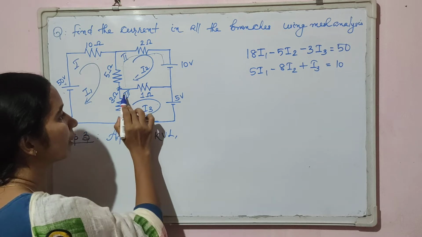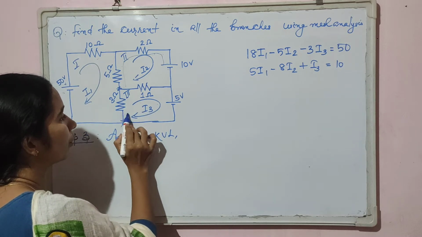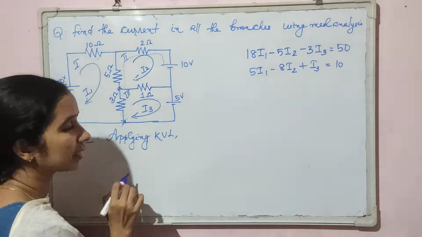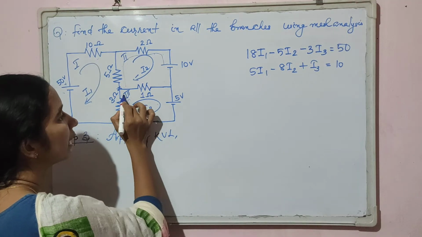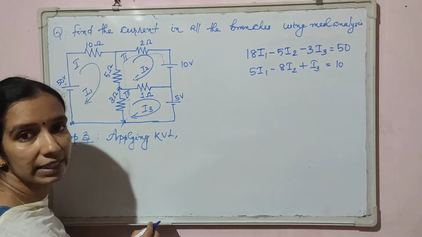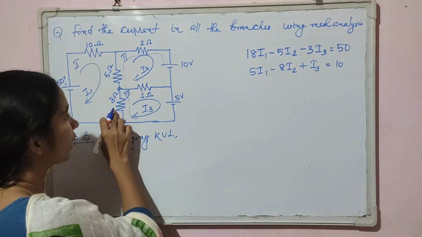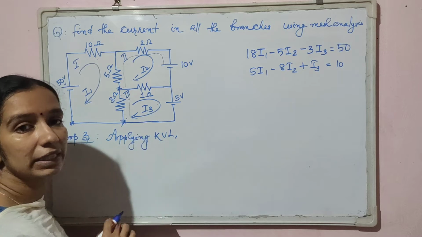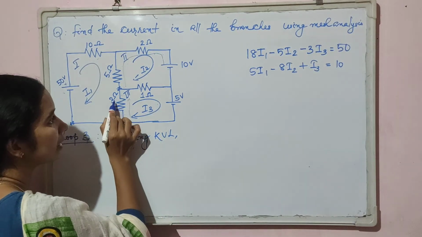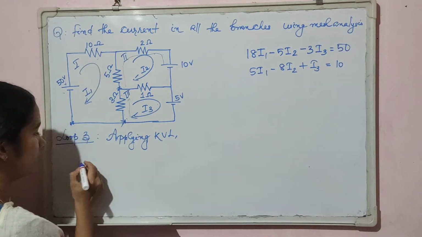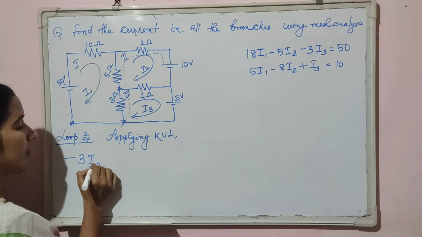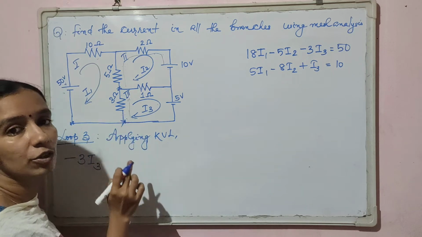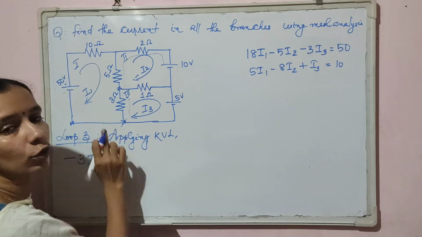Then I am moving from the bottom point to the top point of the 3 ohm resistor. So current I3 is also flowing in the same direction. I am moving like this. I3 is also flowing in the same direction. So the drop across the 3 ohm resistor due to I3 will be negative, and that is minus 3 into I3. So minus 3 I3, and the 3 ohm resistor is common to loop 3 and loop 1.